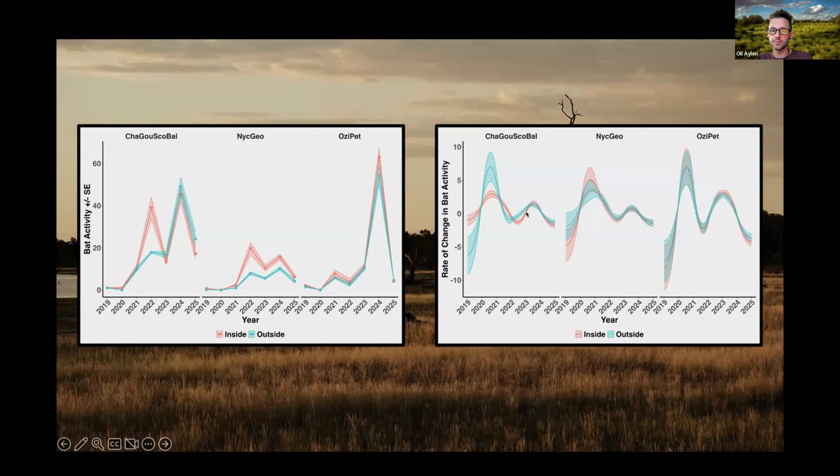So for Vespadelus baverstocki, so our edge space bat, we actually see that there's less variation, there's less change each year within the fence, there's more stable levels of activity. Slightly similar trend for the clutter bat, Nyctophilus geoffroyi, but then for the other species, Ozimops petersii, there isn't too much of a difference. And again, they're an open space bat. They're using a lot more of the landscape, so this is kind of expected. But overall, the activity levels are more stable inside. There's less of this large fluctuation.